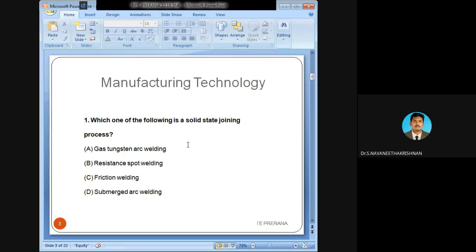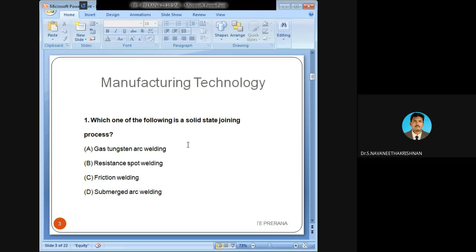By passing an electrical current, a resistance is made at a particular spot. A single part that you have to join is joined by using resistance spot welding. Another one is friction welding. Friction is made between the two materials, and due to the friction, heat is generated. Due to the heat, the two materials are joined. That is called friction welding.